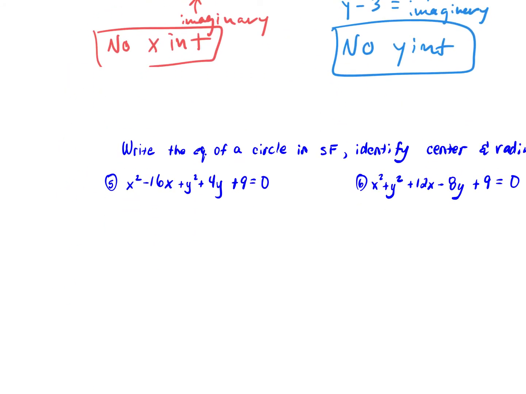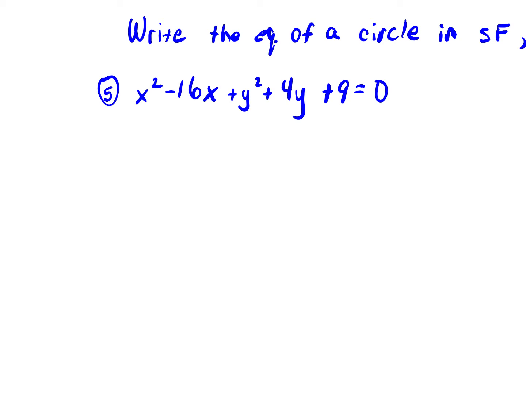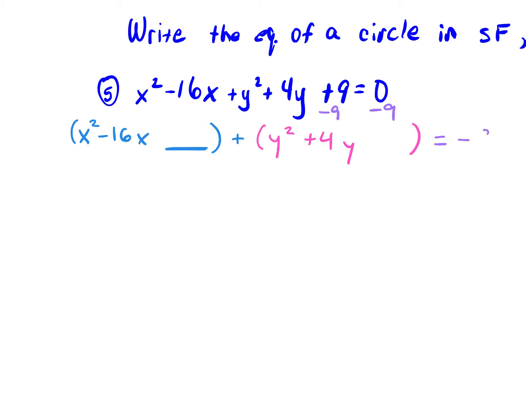Number 5, we want to write the equation of a circle in standard form and identify the center and radius. So whenever it gives us an equation like this, we want to group our x's together, group our y's together, move all of our constants to the other side. So we have x squared minus 16x. I'm going to leave a space for that number that's going to help me complete the square there. Then I have plus y squared plus 4y, and then I'm going to leave a space. And then that's equal to, and I'm going to move the 9 over, so negative 9.